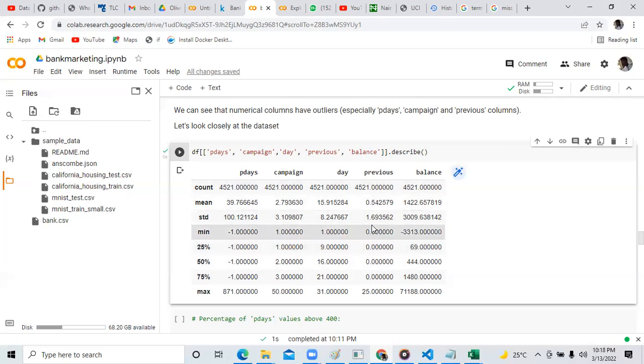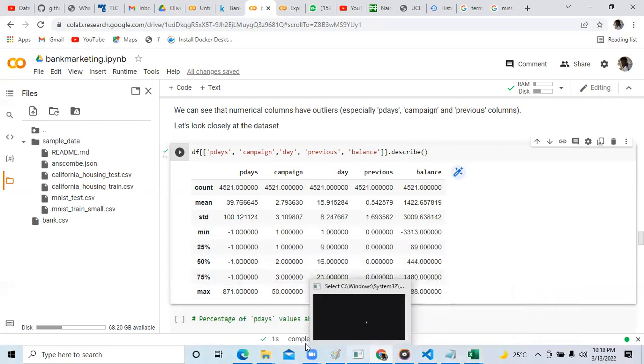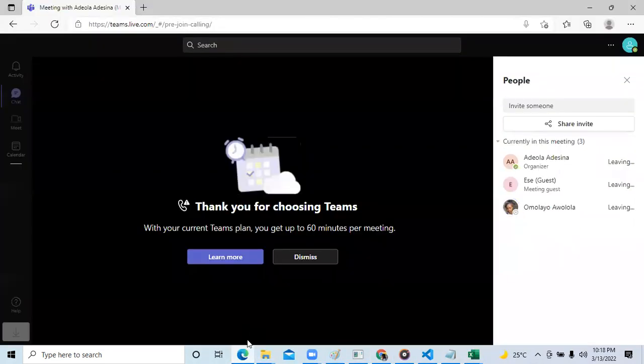Look at previous. 0% is 0, 0, 0, 0. All of a sudden, you have 25 here. Or look at balance. Your minimum is minus 3,000. So you can see that all of these rows need to be subject to data cleaning, right? That's number 4. Oh, good.